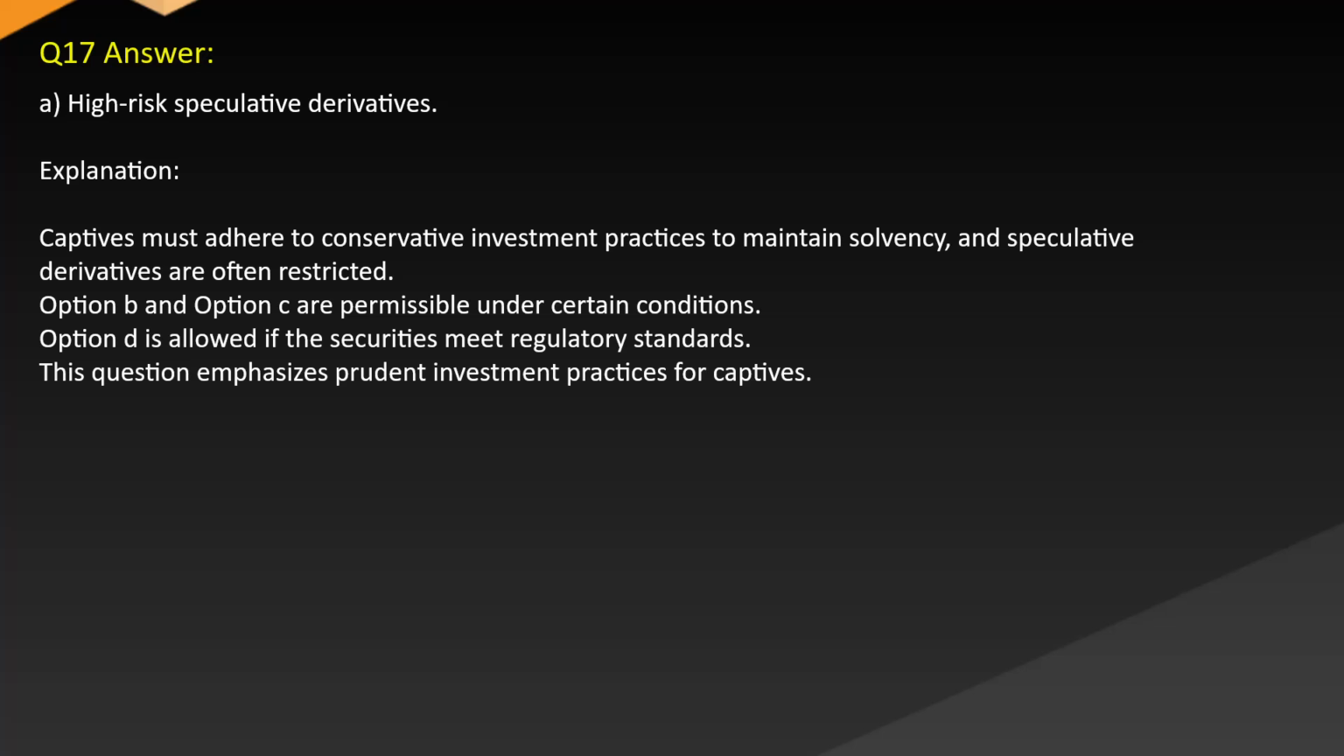Answer A. High-risk speculative derivatives. Explanation: Captives must adhere to conservative investment practices to maintain solvency, and speculative derivatives are often restricted. Option B and Option C are permissible under certain conditions. Option D is allowed if the securities meet regulatory standards. This question emphasizes prudent investment practices for captives.